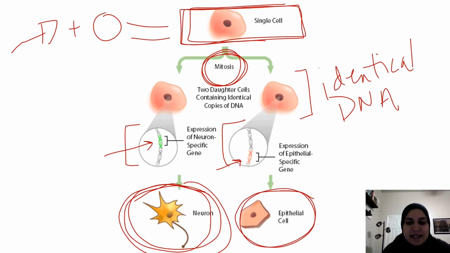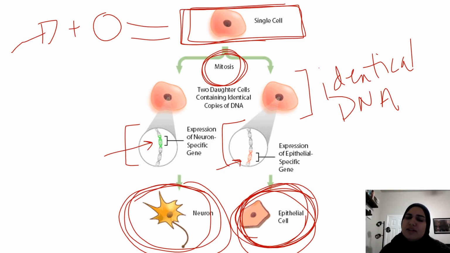If I want to be a skin cell, that's what epithelial means. If I want to be a skin cell, do I need to read the same genes that a neuron makes? No, I don't need to read them. I don't need to pay attention to them. So I'm going to ignore the green and I'm only going to pay attention to the orange. I will only make those proteins that orange tells me how to make. Therefore, I become a skin cell. So in your body, even though every single cell has the same DNA, what we're actually looking at is the fact that we are reading different genes and making different protein.